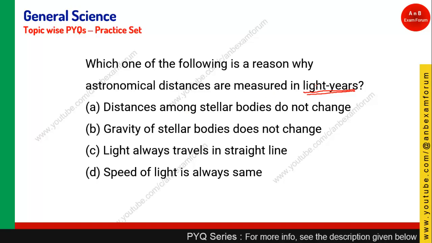Because light year as a word itself suggests the distance traveled by light in a year. So why is light year used? Because the speed of light is always the same in vacuum. Whether you are here or on some other planet or anywhere in the galaxy, the speed of light will remain the same. That's why it is one of the accurate measurements of distance for astronomical purposes. So those who have given option D, they are right.